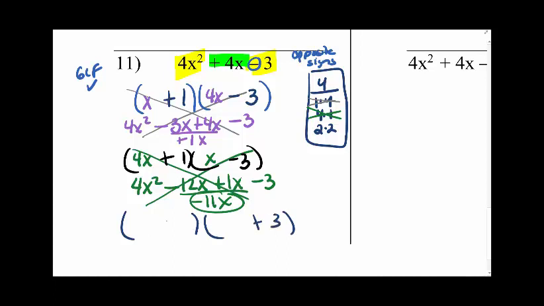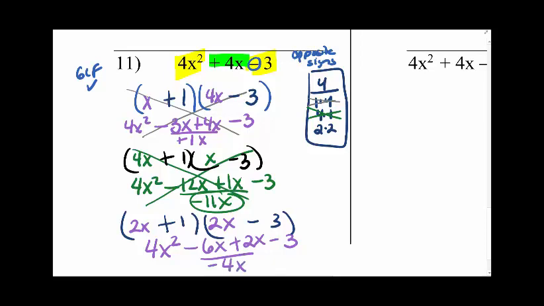Start with what I have. Sorry, let's change that sign to the sign that I have. I'm going to use the 2x and the 2x. That gives me 4x squared minus 6x plus 2x minus 3. When I add these middle terms together, notice it's super close. I have a minus 4x, but I want a positive 4x. You do not need to retry this.